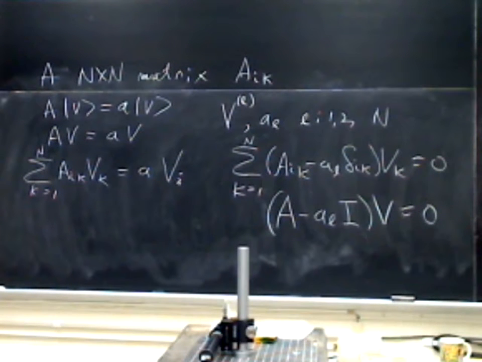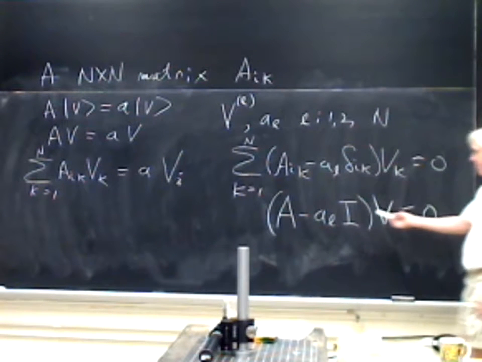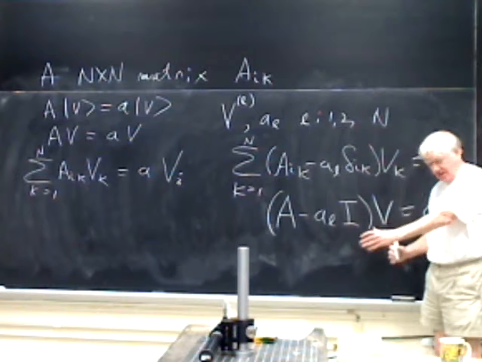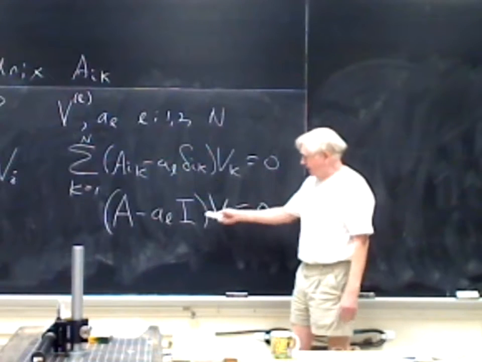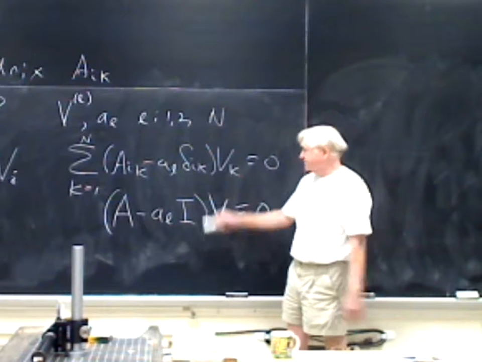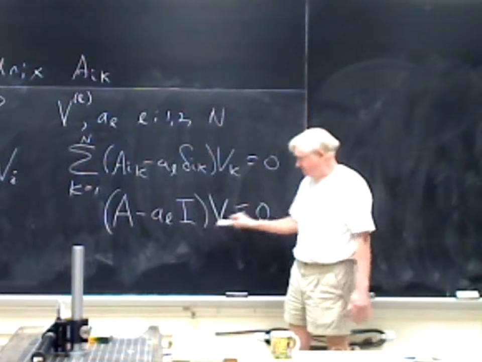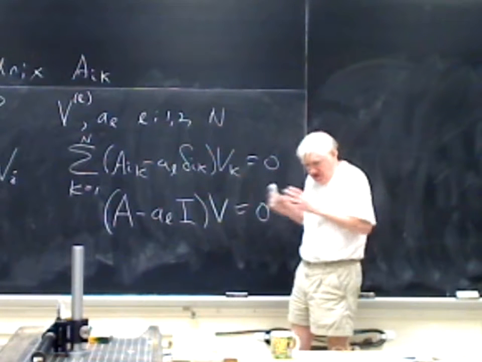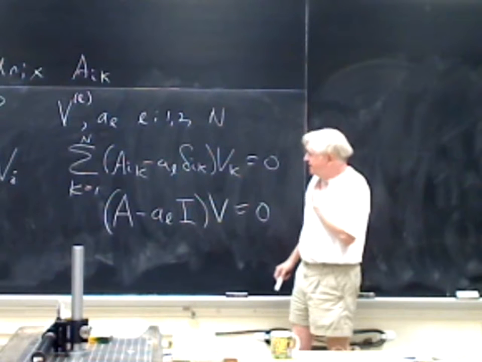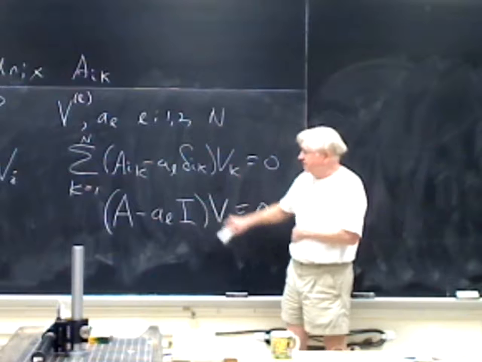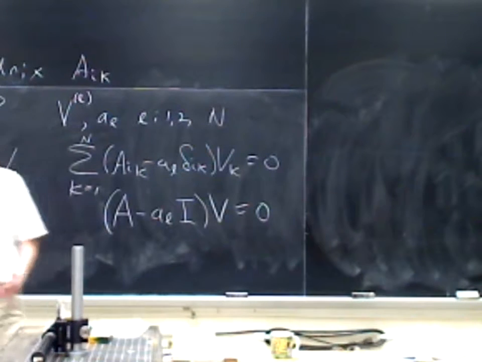So is that clear? In other words, we're looking at the columns of this matrix, and the first column gets multiplied by v_1, the kth column by v_k, the nth column by v_n, and those columns multiplied by the v's have to add up to 0 if v is an eigenvector with eigenvalue a_L of this matrix A.